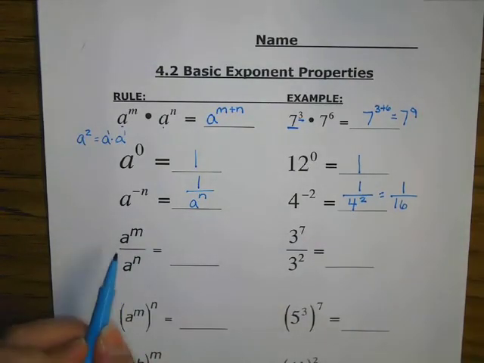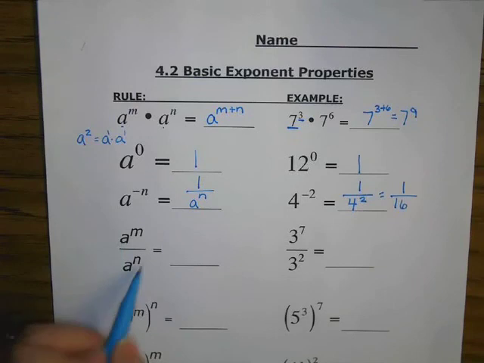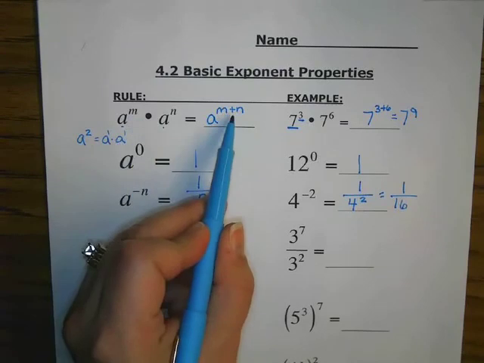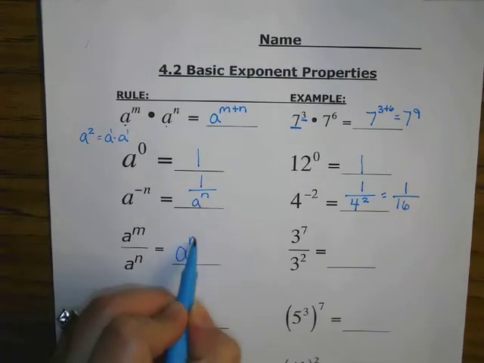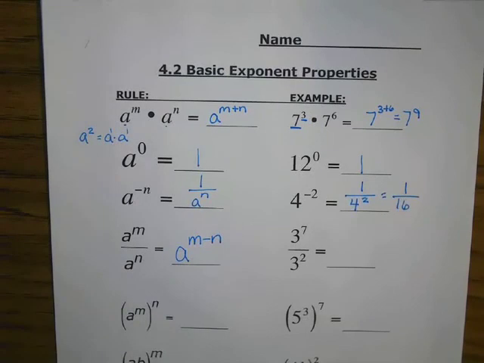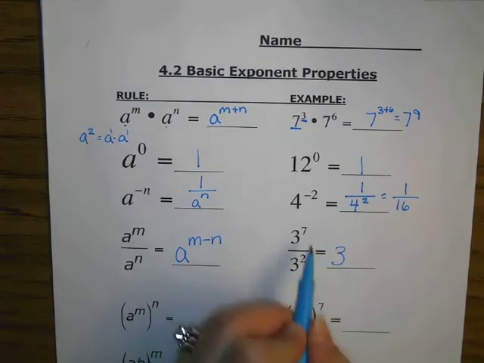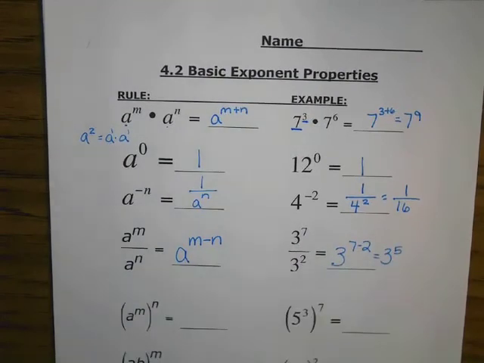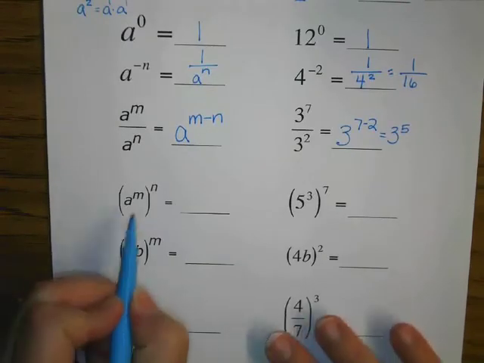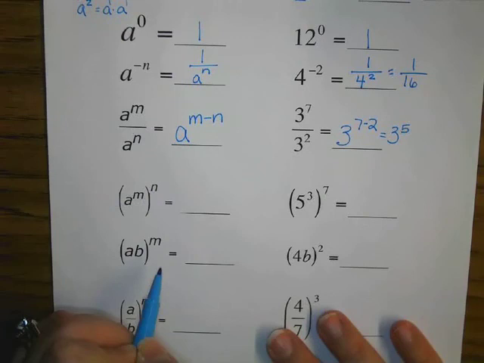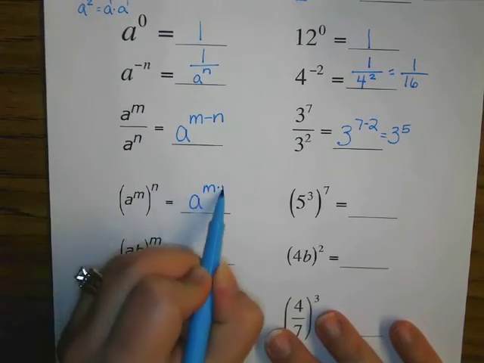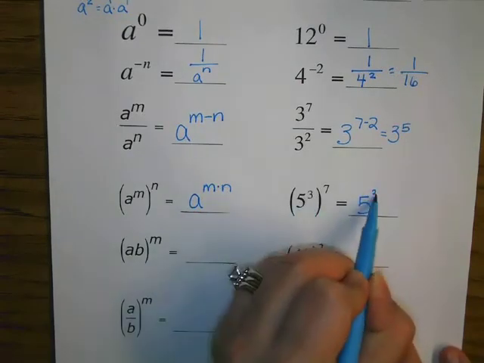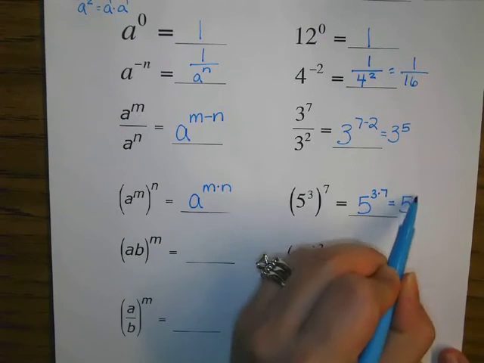Our next rule, we have a to the m over a to the n, and when we are dividing, now look back here, when we were multiplying, we added the exponents. So when we are dividing, we will subtract the exponents. So here we have 3 to the 7 minus 2, which is 3 to the 5th. When we are raising a power to another power, we multiply: a to the m times n. So here we have 5 to the 3 times 7, which is 5 to the 21st.